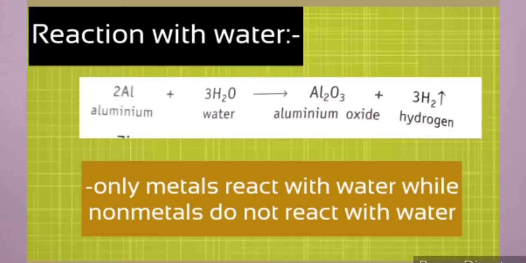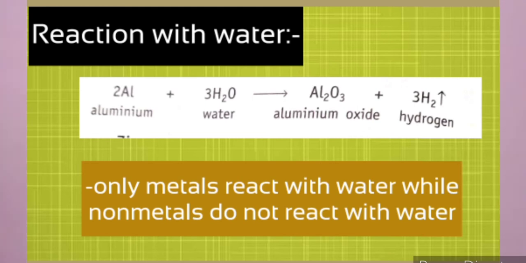Next we have reaction with water. In reaction with water, we study a very important reaction of aluminium. Aluminium is a metal, right? So when aluminium reacts with water, what will happen? It will form a layer of aluminium oxide. Wherever aluminium is present, aluminium oxide will be formed, and this aluminium oxide will form a coating and further reaction will be stopped.